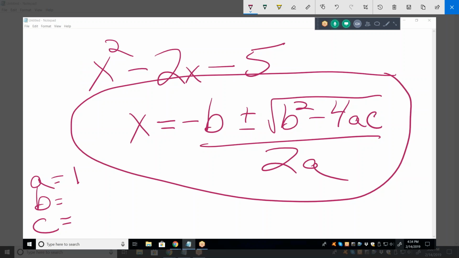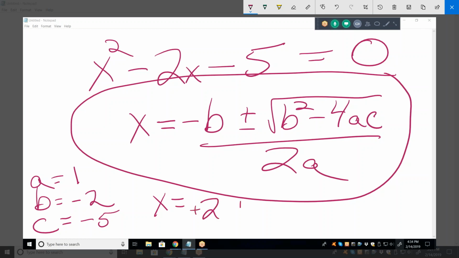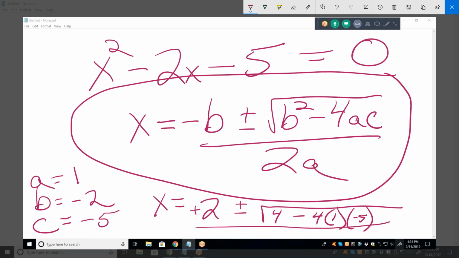Okay, what's B? B would be the 2? It includes the sign: -2. What is C? It's -5. So, if I wanted to factor this quadratic, let's say I had it equal to 0, and I want to know what the solutions are, then it's minus b, which is plus 2, plus or minus the square root of b squared, that's 4, minus 4 times a, which is 1, times c, which is minus 5, all divided by 2a, which is 2.